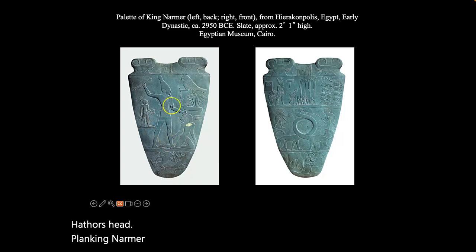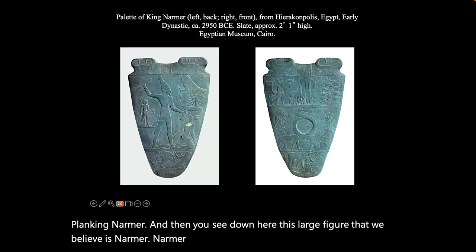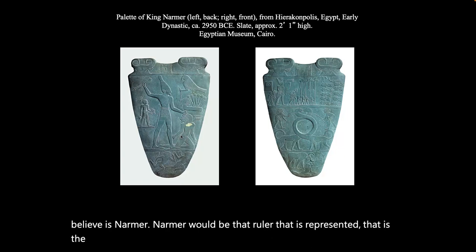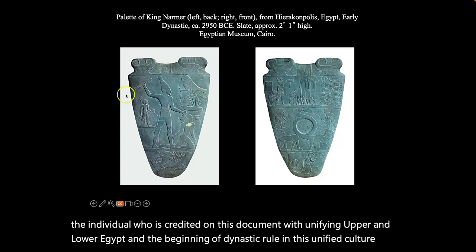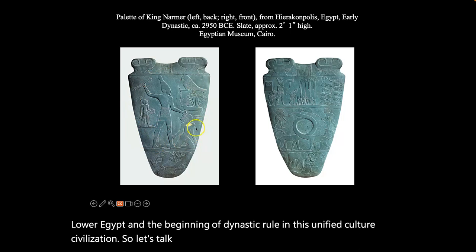And then you see down here this large figure that we believe is Narmer. Narmer would be that ruler that is represented. That is the individual who is credited on this document with unifying Upper and Lower Egypt and the beginning of dynastic rule in this unified culture, civilization. So let's talk about the image here.